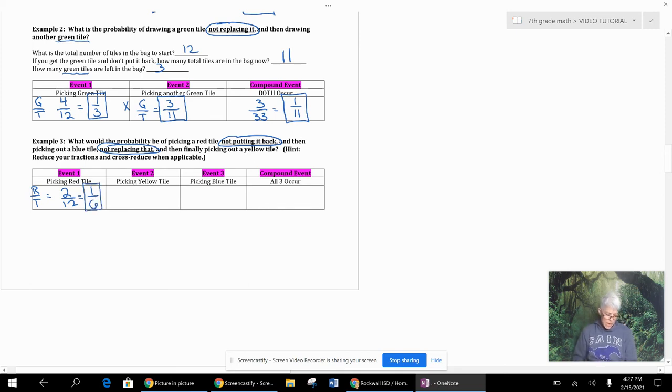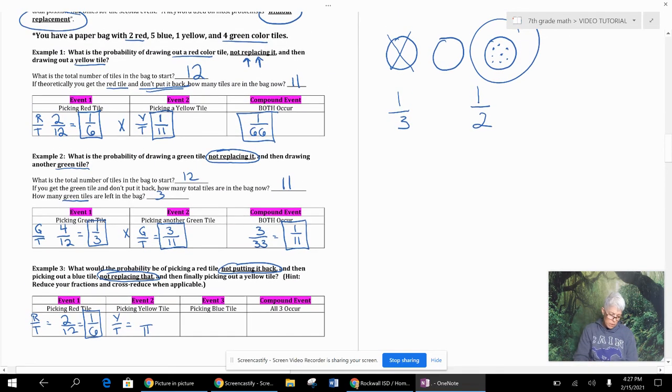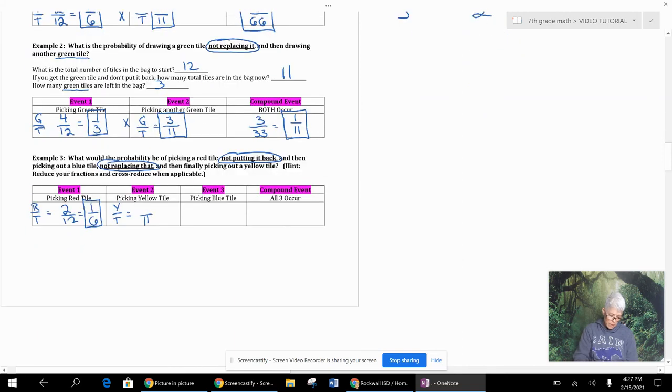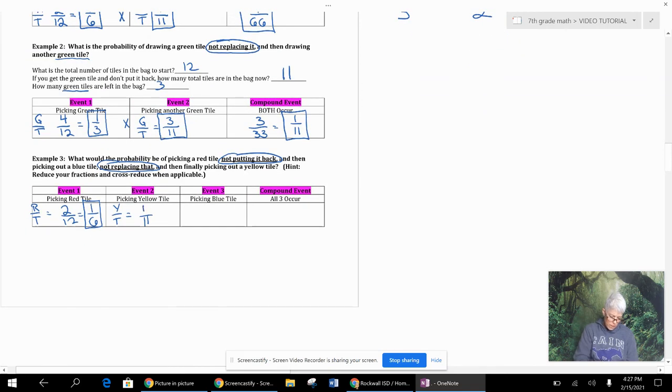Okay, yellow. Yellow over the total. The total is now 11. And again, I got to check how many yellow. I can't remember. There was 1 yellow. I'm going to put 1 right there. I can't simplify it, so that one's done.